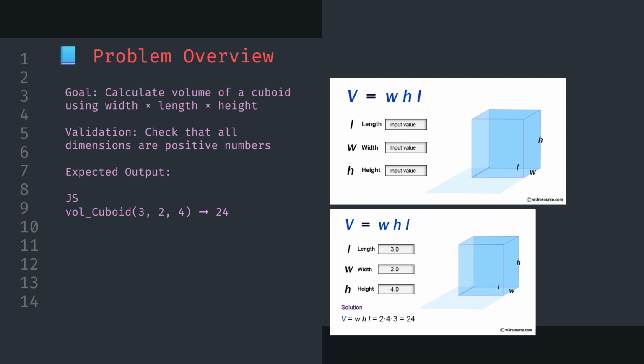The volume of a cuboid is calculated by multiplying its length, width, and height. We also want to make sure the user inputs valid numbers, no negative or non-numeric values allowed. Once everything checks out, the volume is returned as a simple multiplication result.